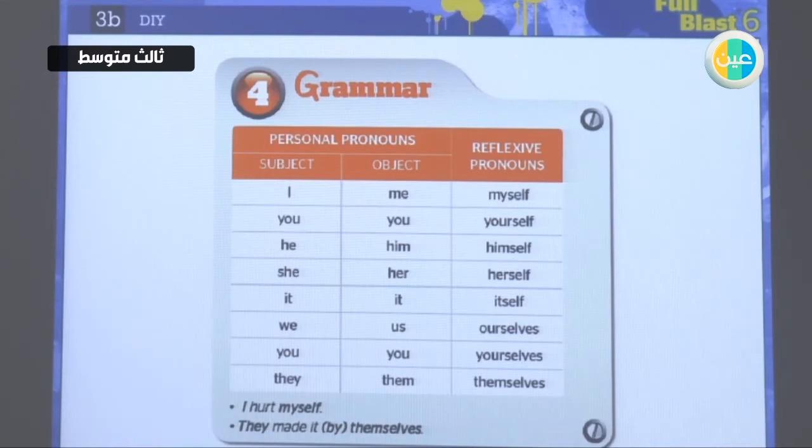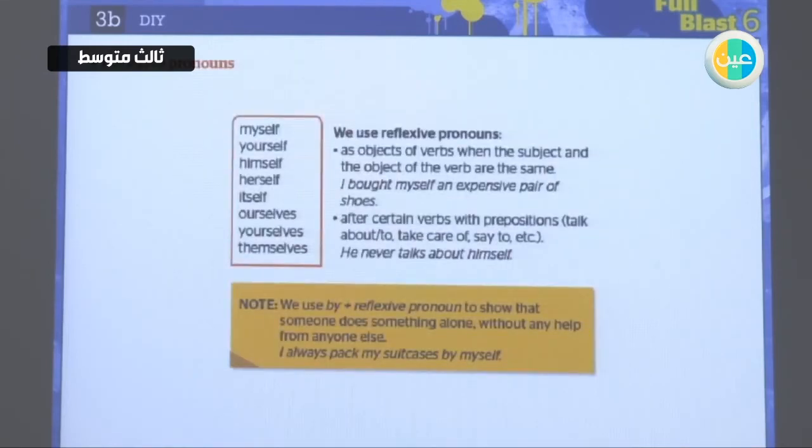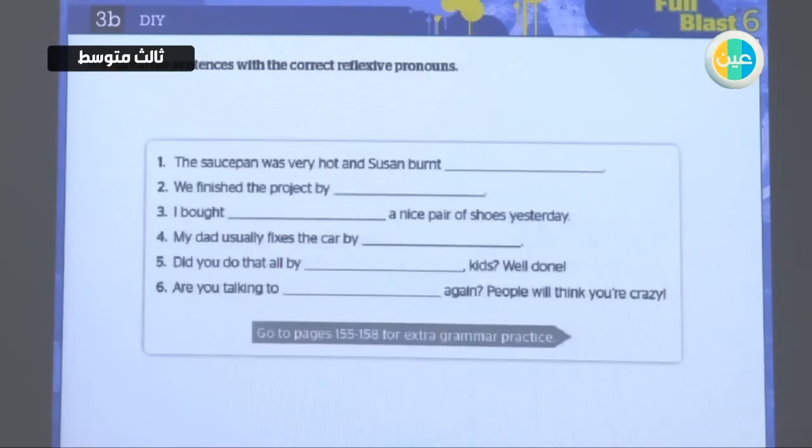Now let's move to the exercise. We're going to complete the sentences with the correct reflexive pronoun. I want you to read the sentences. Try to guess the correct reflexive pronoun and put it in the space. The first one, the saucepan was very hot and Susan burned. What do you think the answer will be? Herself, because we have Susan.